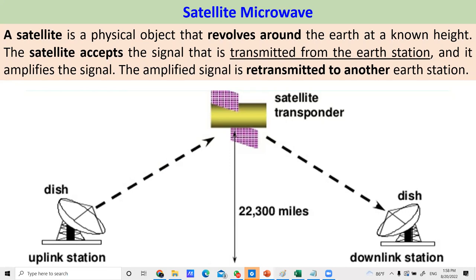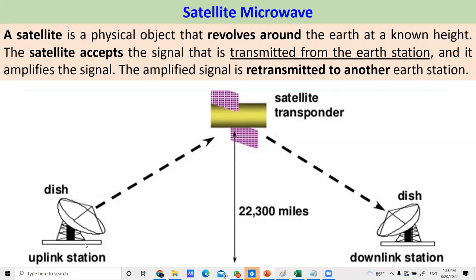Normally satellites are located 22,300 miles away from the earth, which is approximately 36,000 kilometers. Here you can see in this diagram the satellite transponder, and two types of dish antenna should be located on the earth. One is for sending the signals, the one on the left in this diagram, known as the uplink station, used to send the signals. The other one captures the signal from the satellite, and that is called the downlink.